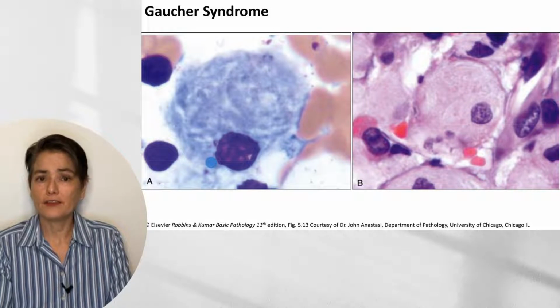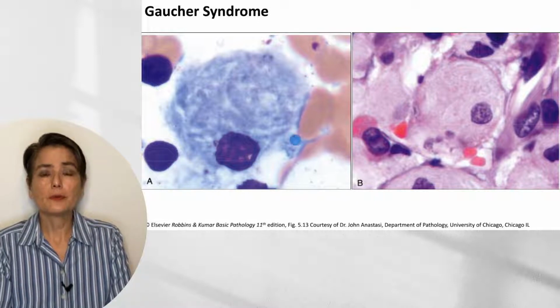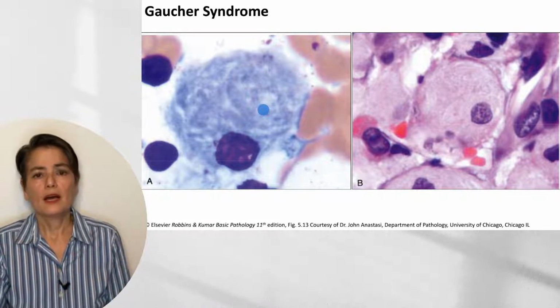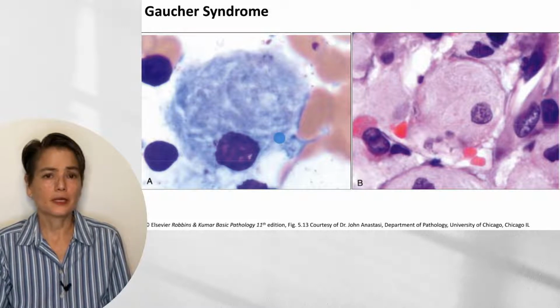Let's take a look at another accumulation. So this is Gaucher disease, and these are macrophages that are stuffed with glucocerebroside. And you can see here, this has the classic tissue paper appearance. I guess it's supposed to be pathognomonic. If they show you this in the appropriate clinical setting, you're supposed to be able to know this is Gaucher disease. You know, I think it's a little challenging.